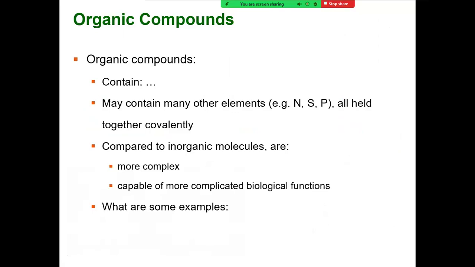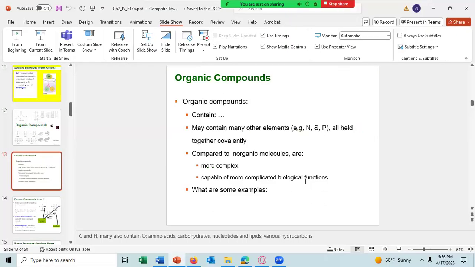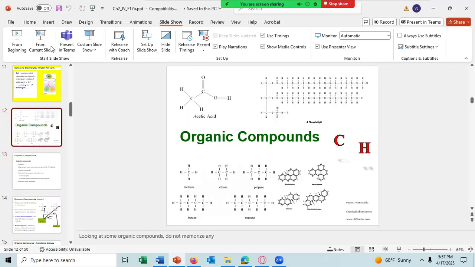Organic compounds always contain carbon and hydrogen. They may contain many other elements, especially nitrogen, sulfur, phosphorus, and oxygen. Many of them actually contain oxygen. Not all organic compounds contain oxygen, but many of them do, and they may contain other atoms as well. They're all held together by covalent bonds, usually with the carbon holding most of the molecule together.